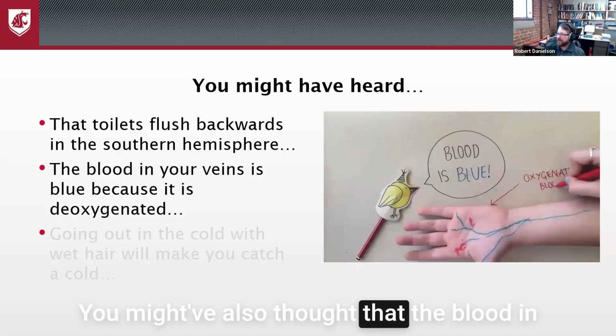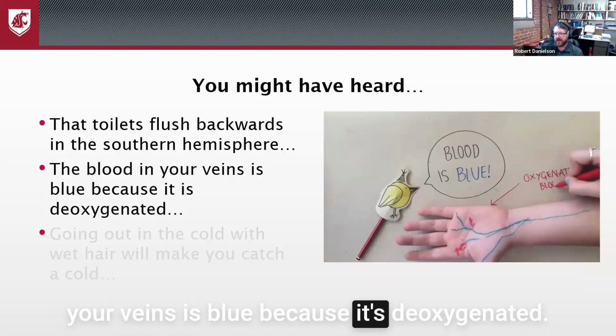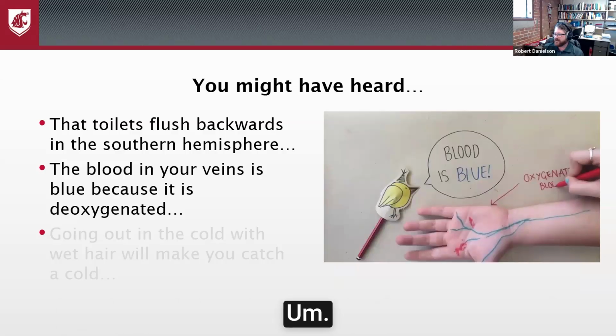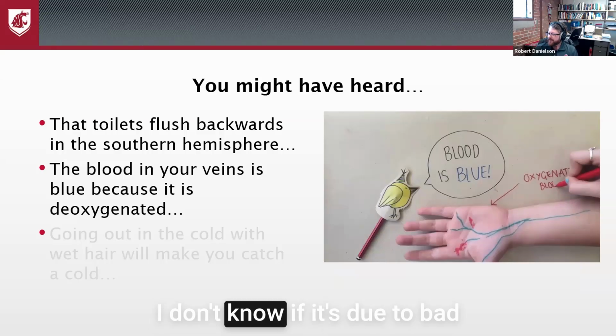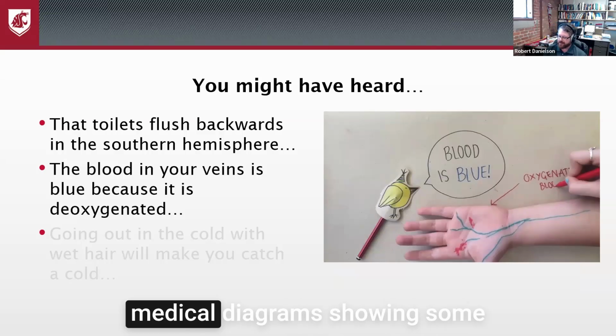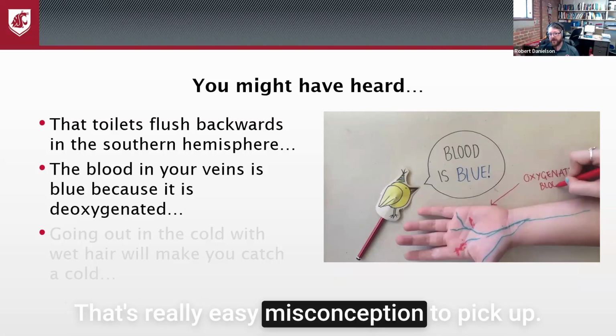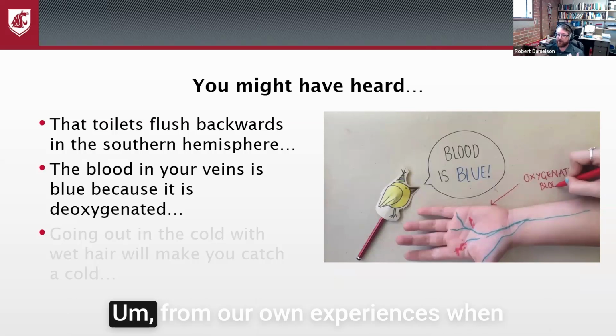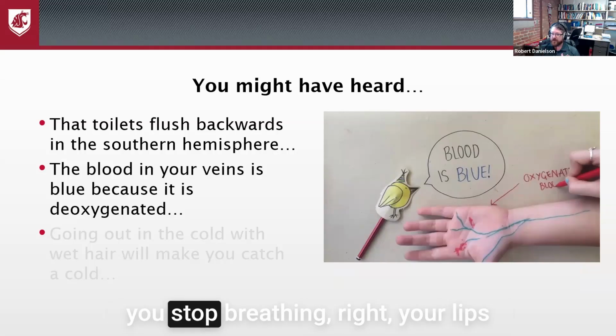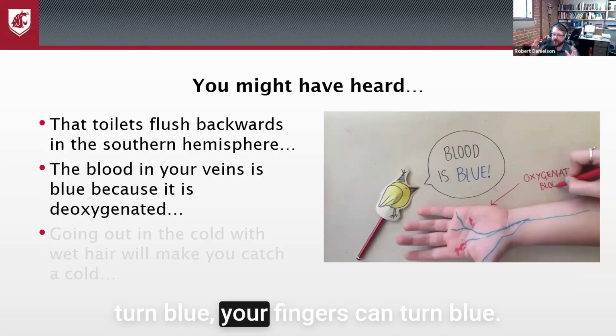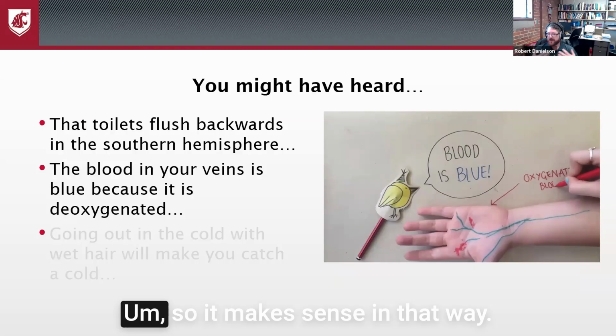You might have also thought that the blood in your veins is blue because it's deoxygenated. That's also not true, right? I don't know if it's due to bad medical diagrams showing some that are red and some that are blue. That's a really easy misconception to pick up. From our own experiences, when you stop breathing, your lips turn blue, your fingers can turn blue. So it makes sense in that way.